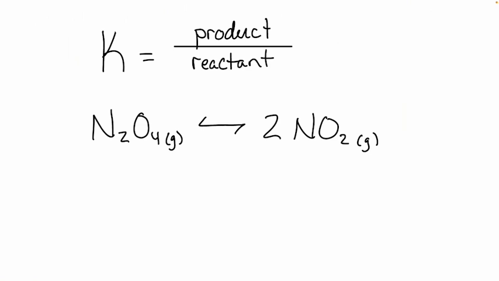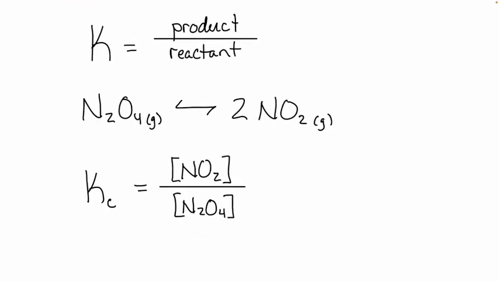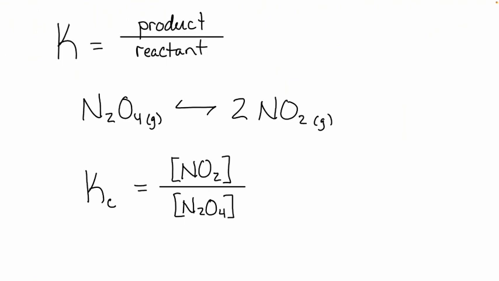Okay, so our K, and we're going to define this in terms of concentration. So we're going to put this little c, which is going to be the concentration of our product over the concentration of our reactant. Okay? So for our K's, we are going to remember products over reactant. This is the concentration of my product over the concentration of my reactant.